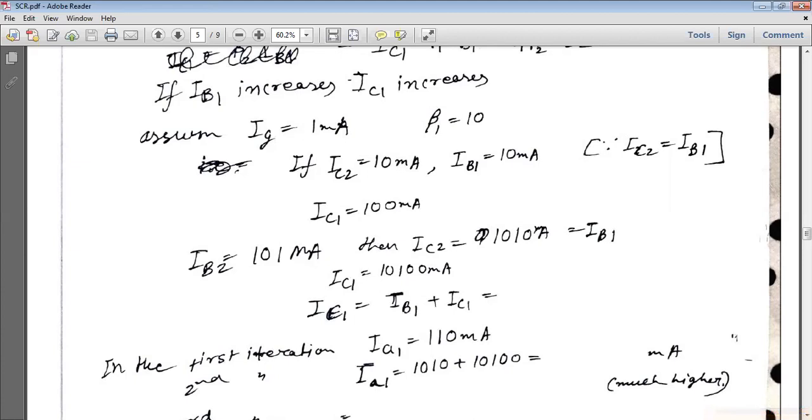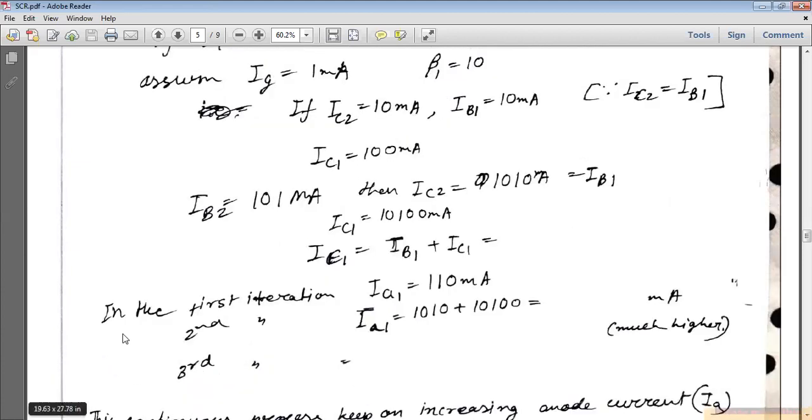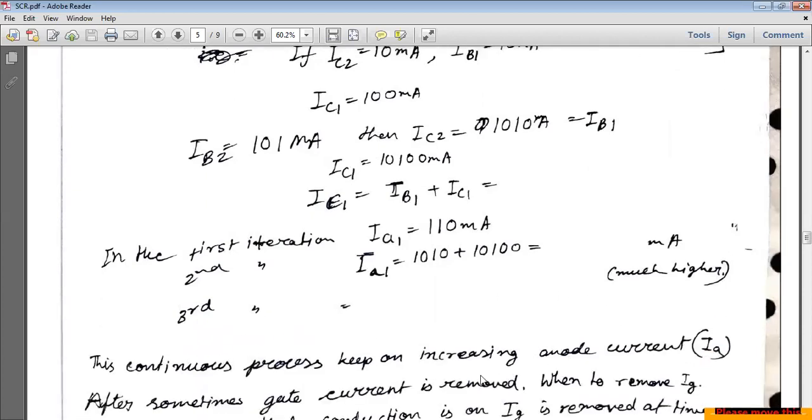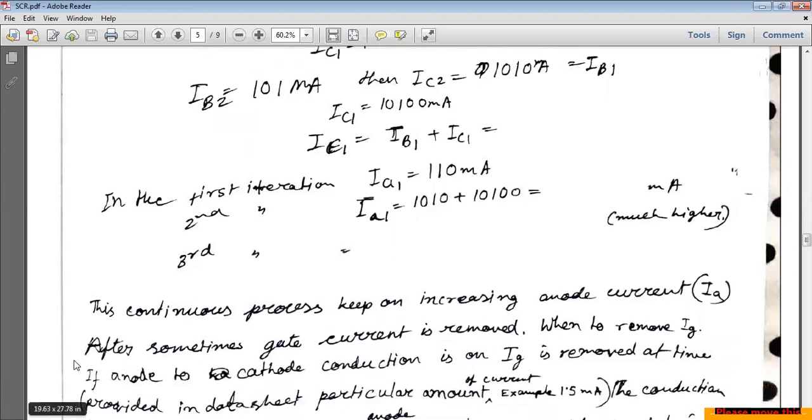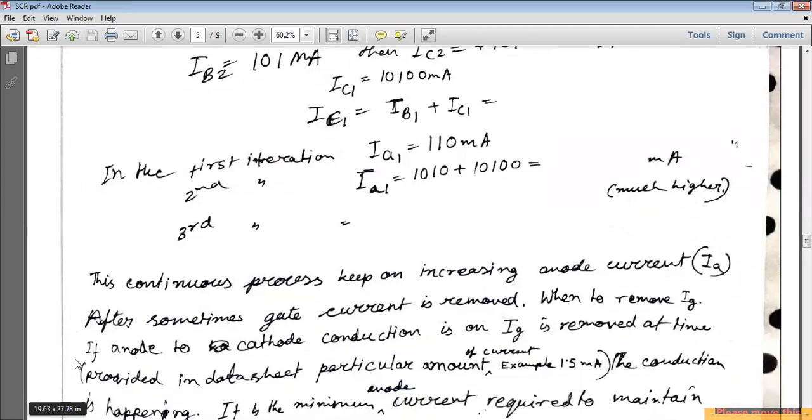Okay, so IA equal to IB1 plus IC1. In the first iteration, IA equal to 110 milliampere. In the second iteration, you can see it is increasing continuously. The third iteration will be much higher. This continuous process keeps on increasing the anode current. After some time the gate current is removed. When to remove gate current? If anode to cathode conduction is on, Ig is removed at a time that can be provided in the data sheet.